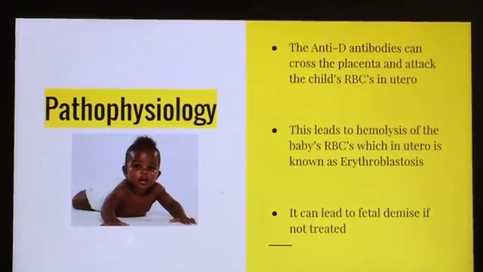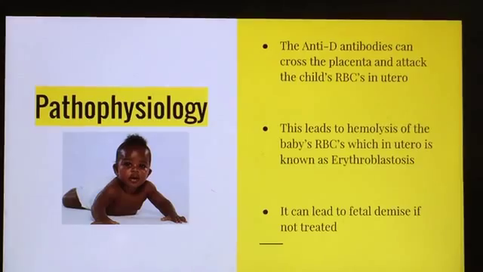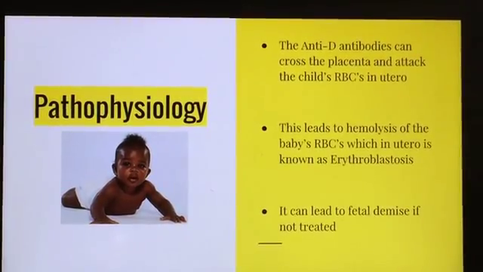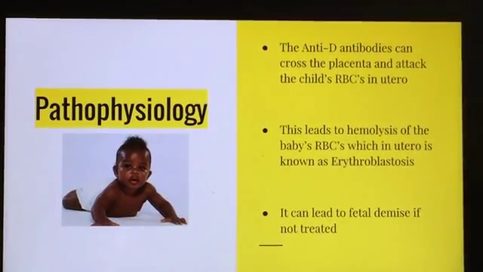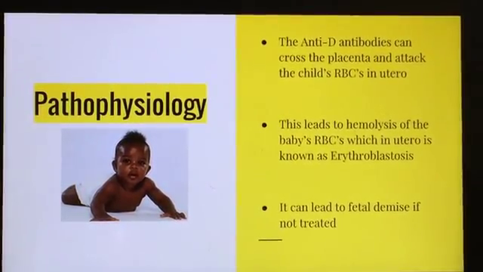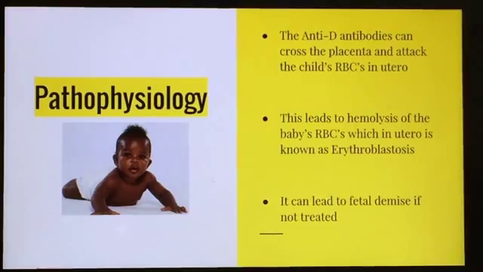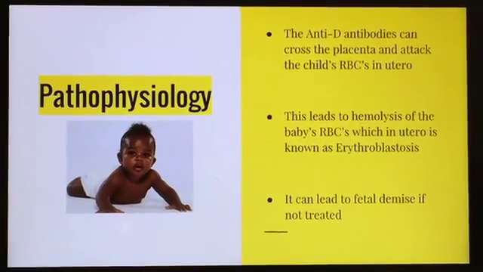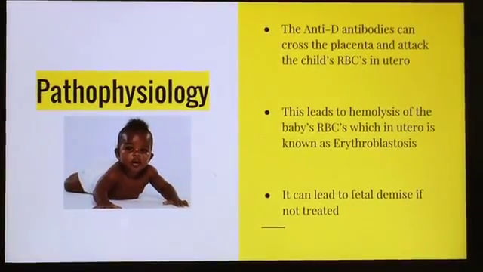The antibody that's formed is an IgG, and it can cross the placenta barrier, and so it can affect the baby in utero, and this can lead to hemolysis of the red blood cells, which is also known as erythroblastosis, and if not treated, it can lead to fetal demise in the worst case scenario.